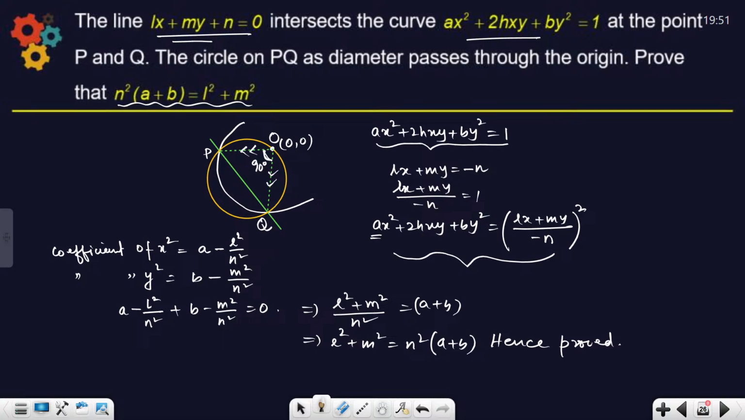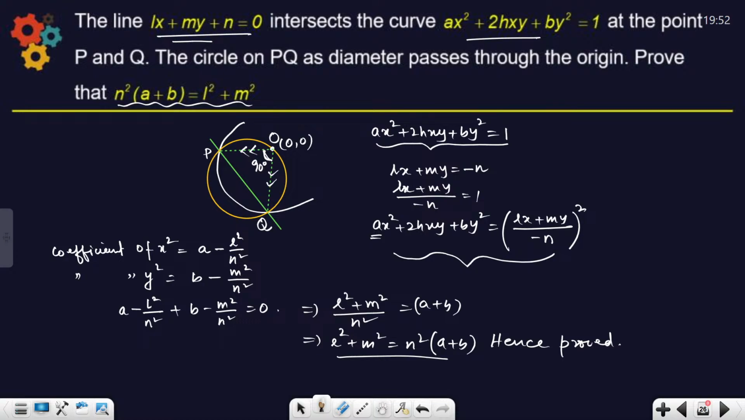Right? Points which are passing through P and Q. So definitely I have to homogenize this curve with the help of the line given. I have homogenized it, which gives us a pair of lines, OP and OQ. But it is making an angle of 90 degrees at the origin. So the coefficient of x square plus the coefficient of y square will be equal to 0. So that's exactly what I have done, and I got my answer.